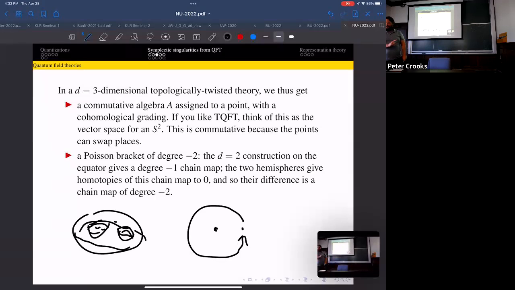All right, are there any questions? So what did you say just now? The universe wants n to be 2, yes. And the degree of the Poisson bracket.